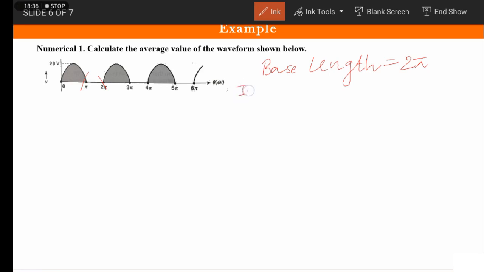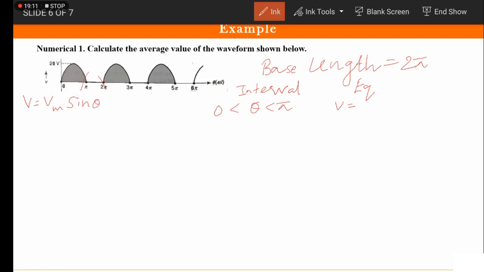So I will write the interval, and I will write the equation. What is going to be the interval? It is 0 to pi. So for the interval theta 0 to pi, let us understand what my equation is. How do I write any signal? I write a signal as V equals Vm sin theta.